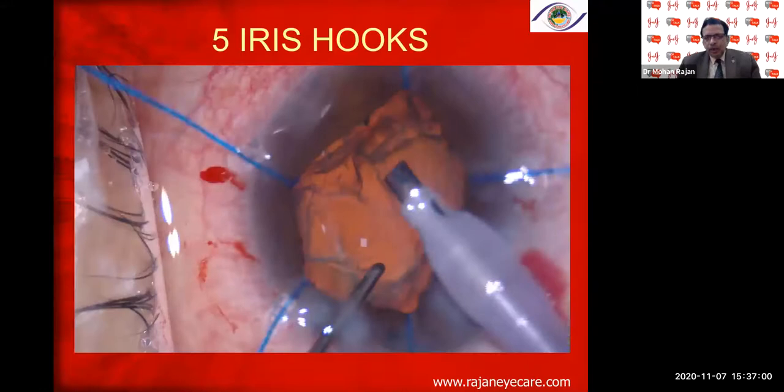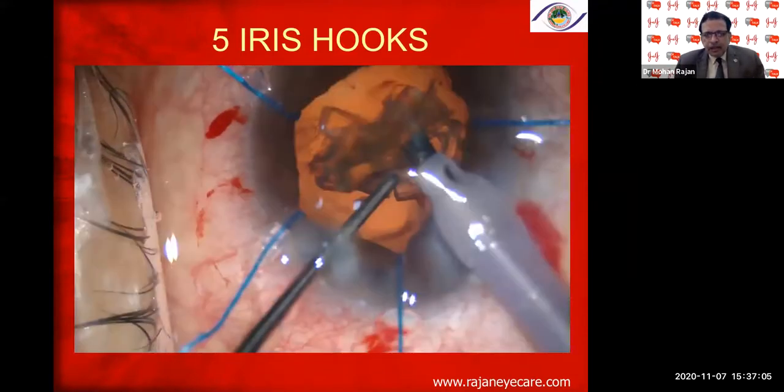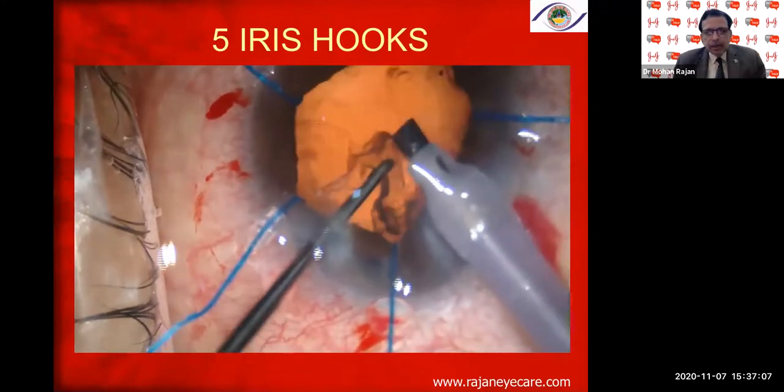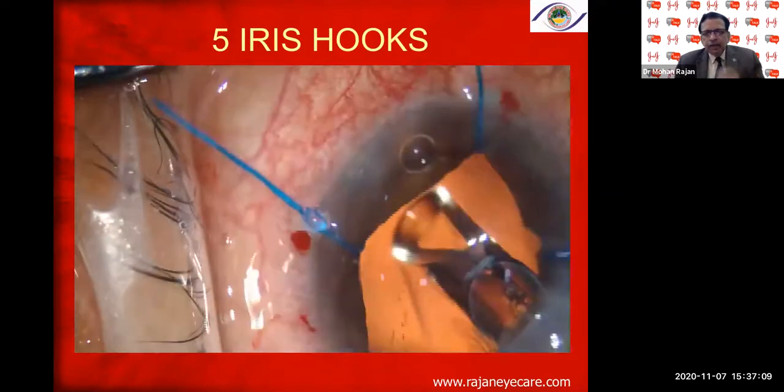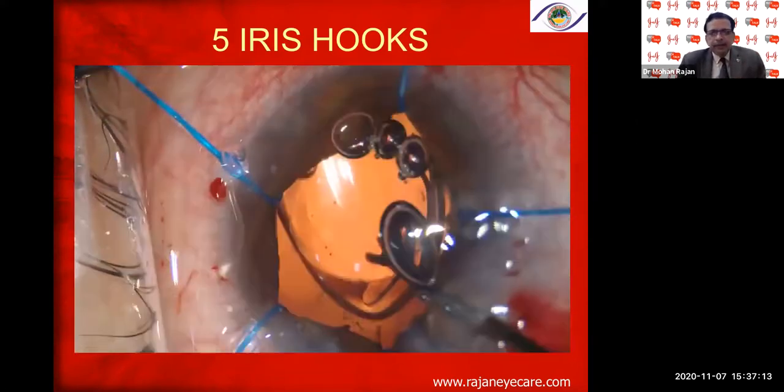The take-home message is that iris hooks have to be placed in the beginning of the surgery, making sure that your stab incision is in the posterior limbus, and a little oozing will be there. Don't make it on the cornea, otherwise the entire iris will start tenting up in the sink.